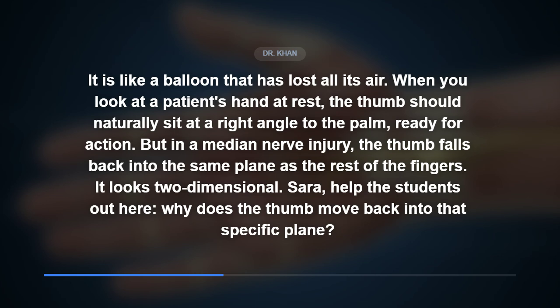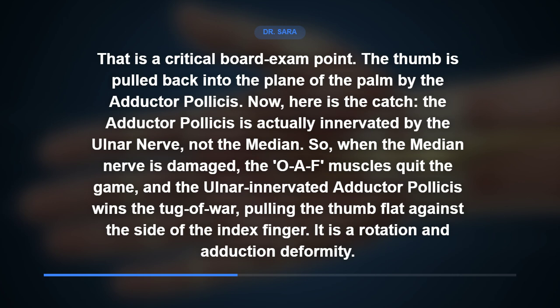When you look at a patient's hand at rest, the thumb should naturally sit at a right angle to the palm, ready for action. But in a median nerve injury, the thumb falls back into the same plane as the rest of the fingers. It looks two-dimensional. Sarah, help the students out here. Why does the thumb move back into that specific plane? That is a critical board exam point.